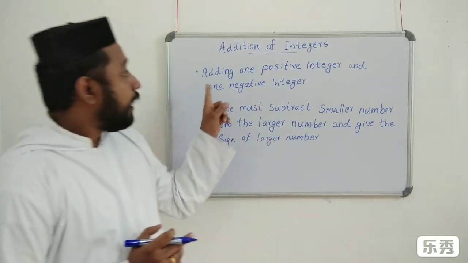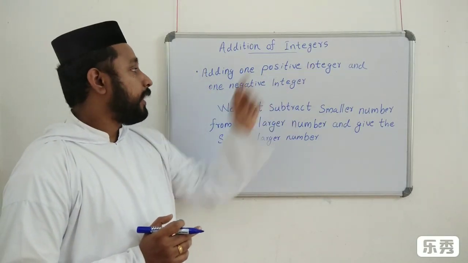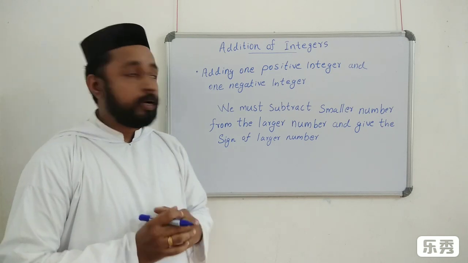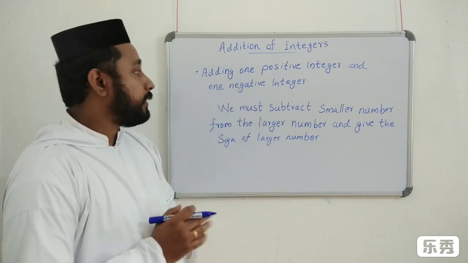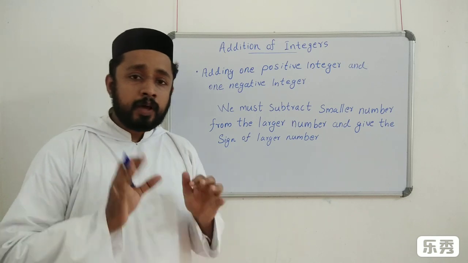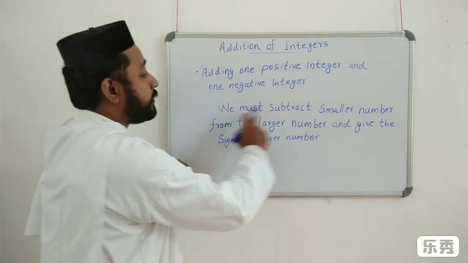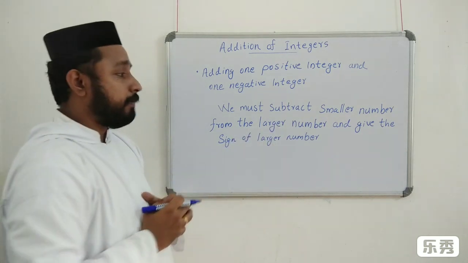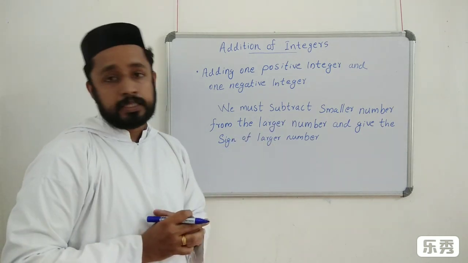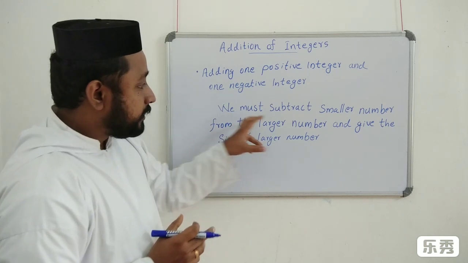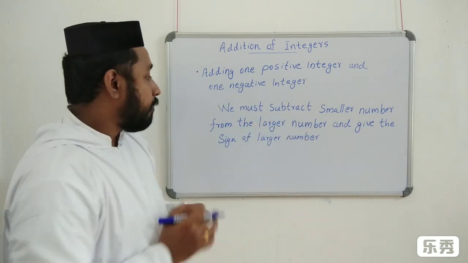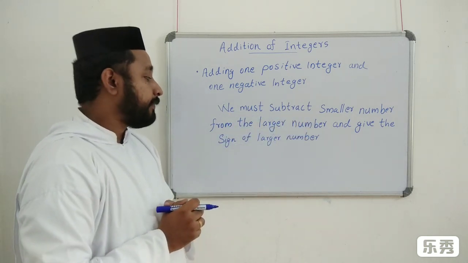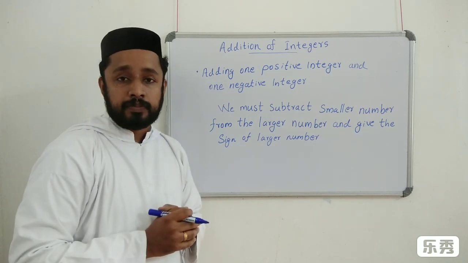Another case is adding one positive integer and one negative integer. We are going to add one positive integer and one negative integer. The rule is that we must subtract smaller number from the larger number and give the sign of the larger number.